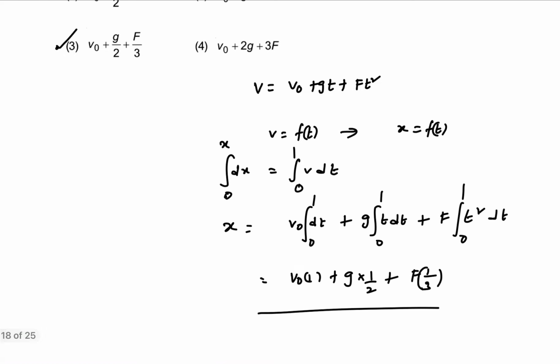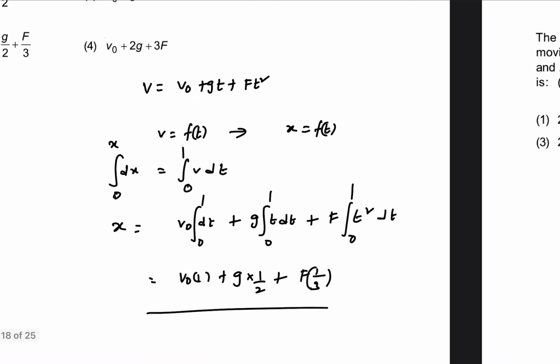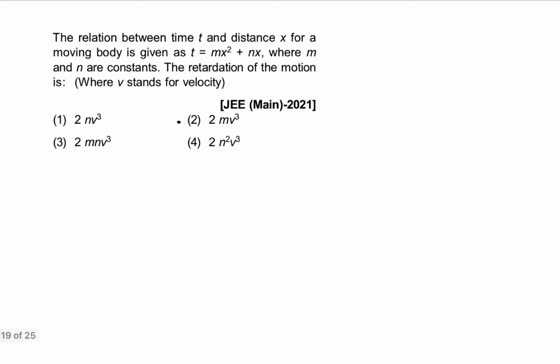Just for reference purpose I am explaining these questions. You can pause this and you can solve this question, and you can check your result with my result. The relation between time t and distance x for a moving body, t is equal to mx square plus nx, is given. M and n are constants. Retardation you need to calculate. Retardation is nothing but you need to get the minus dv by dt value.